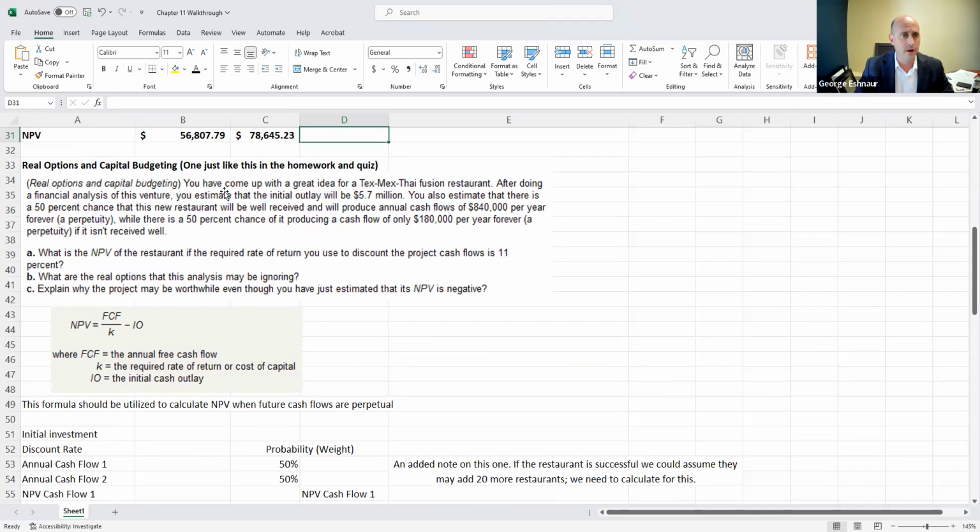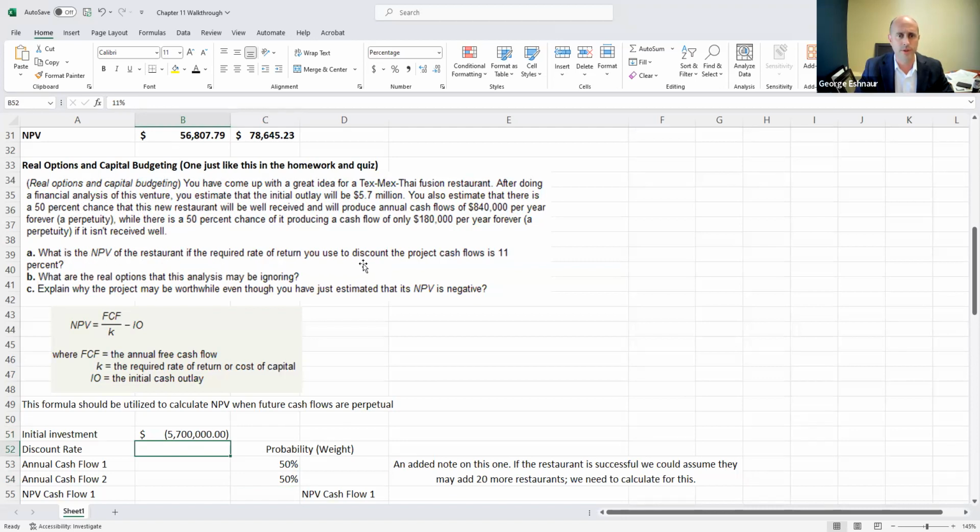We have our initial outlay of $5.7 million. Okay, so that's a negative. You also estimate there's a 50% chance that the new restaurant will be received well and will produce annual cash flows of $840 per year forever. And there's a 50% chance of producing only a cash flow of $180 per year forever if it isn't received well. So I put 50% probability or weights here. All right.